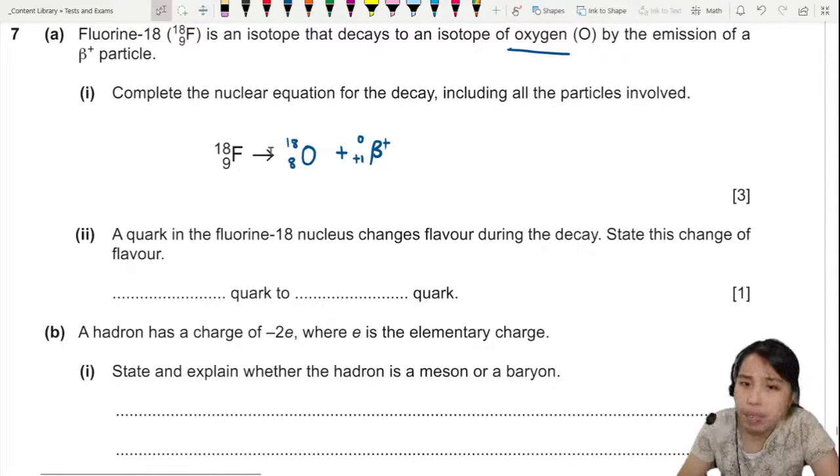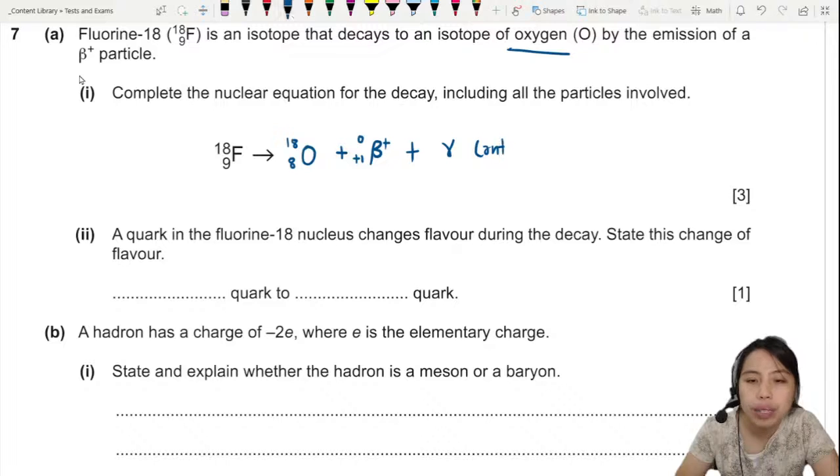Okay, we are missing something though. For beta decays, you need to also include this thing called an antineutrino. So you can write this symbol, gamma. Or you could mention the word neutrino.